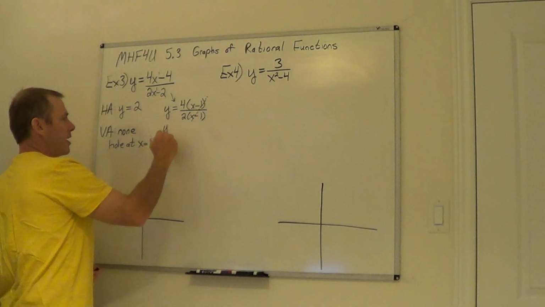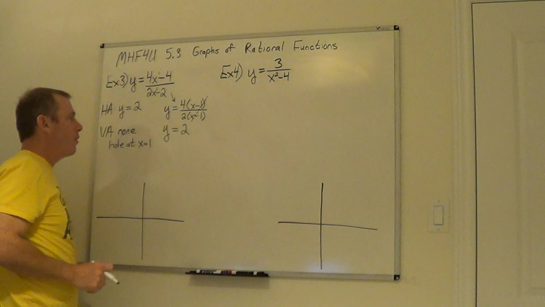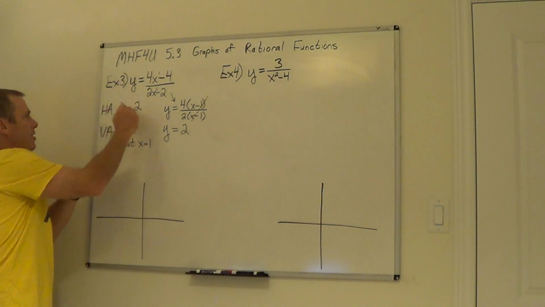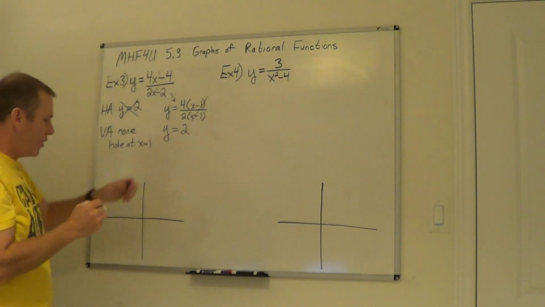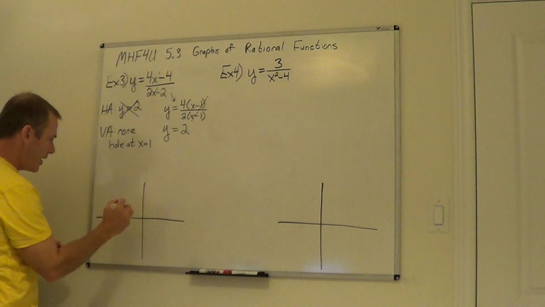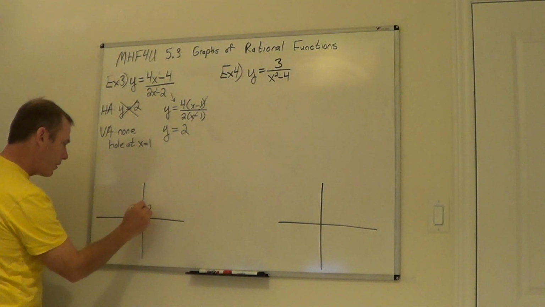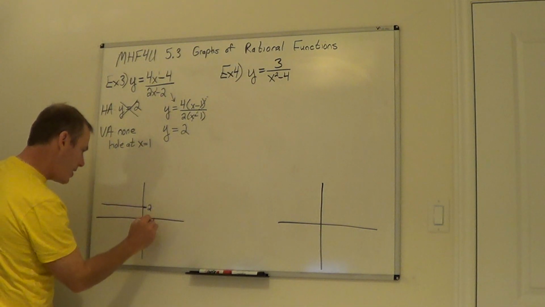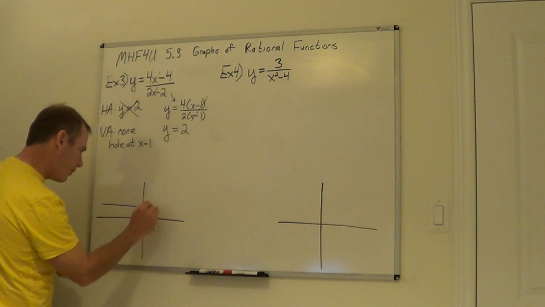And I get a line here of y equals 2. So that is actually our function. So the horizontal asymptote doesn't really exist because this is our function. And so this is what this graph looks like. I have the y equals 2 line, but there's a catch. So there's our line, but then at x equals 1, there's a hole there.